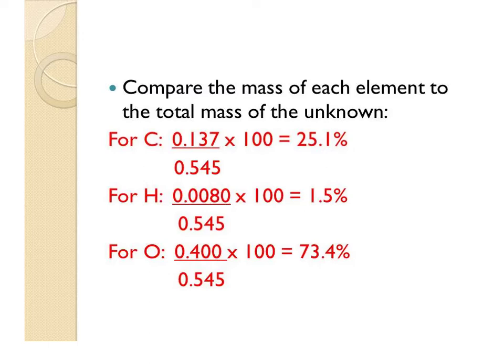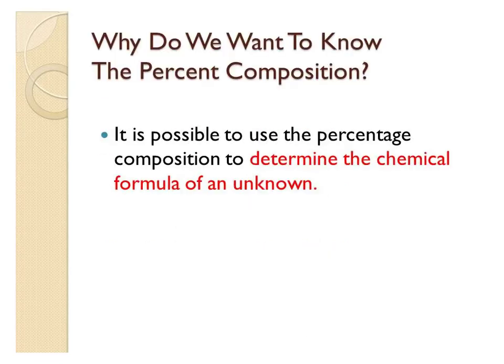So even though we don't know the actual chemical formula for this based on what we were given and using this method, we can still figure out the percent composition of the compound, even though, again, we don't know the actual formula. So whatever this compound is, it's 25.1% carbon, 1.5% hydrogen, and 73.4% oxygen.